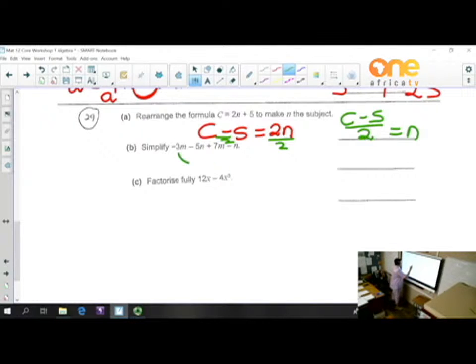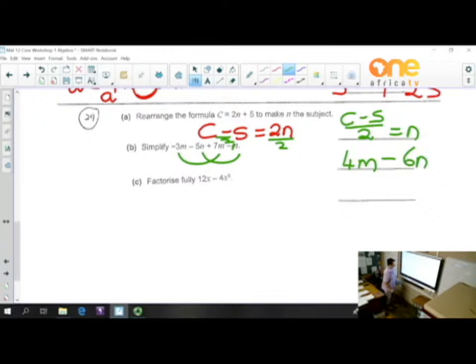Simplify. I add my like terms. Do it on your calculator. -3 plus 7 is equal to 4m. And then the same thing here. -5 minus 1, if there's nothing, there's a 1, is -6n.